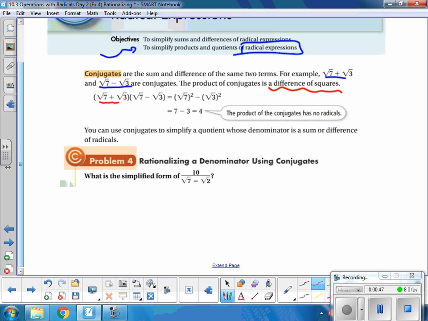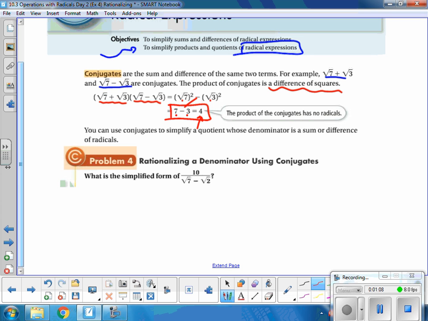So the difference of squares, we can see it right here. The square root of 7 plus the square root of 3 times, or the product, is the square root of 7 minus the square root of 3. We end up with the square root of 7 squared, which is 7, minus the square root of 3 squared, which is 3. So I'm trying to get to the difference of squares so I can just subtract out, and I end up with 4 as my answer.